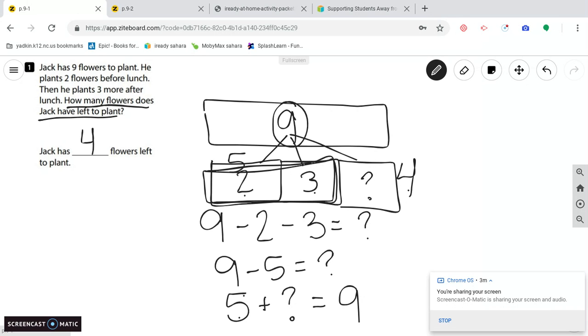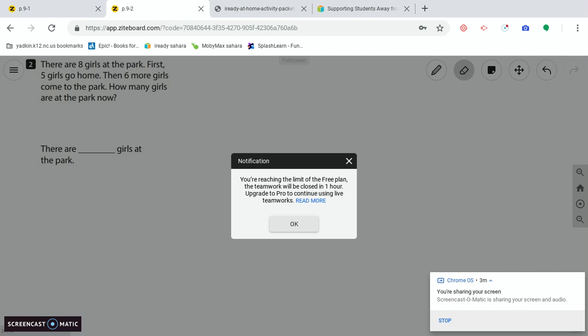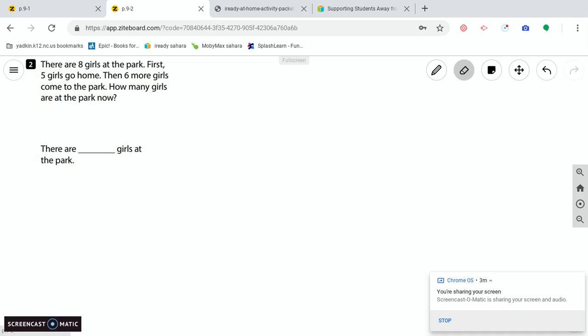All right, let's look at number 2. There are 8 girls at the park. First, 5 girls go home. Then 6 more girls come to the park. How many girls are at the park now? So this one's a little different. There are 8 girls at the park. Well, that sounds like it might be our whole, but some girls go home, and then more girls come. So 8 doesn't necessarily have to be our whole.